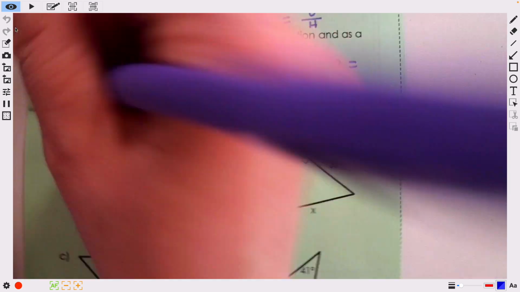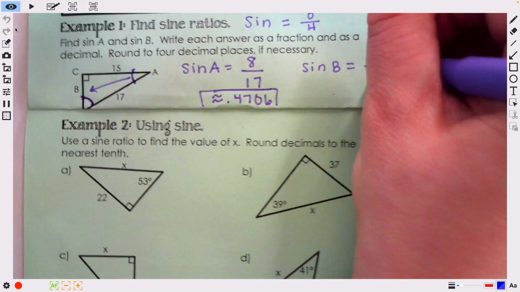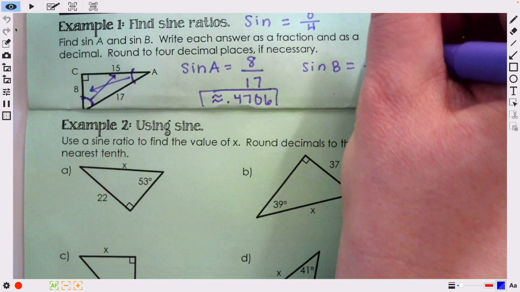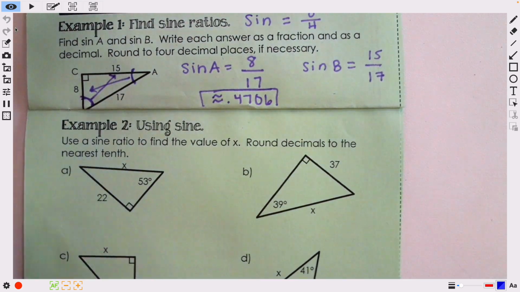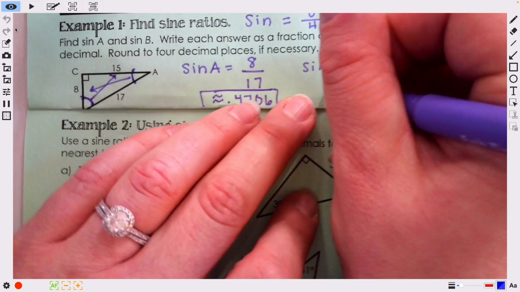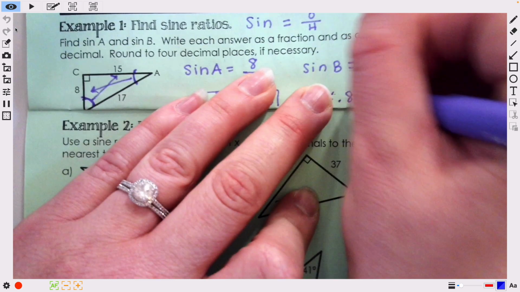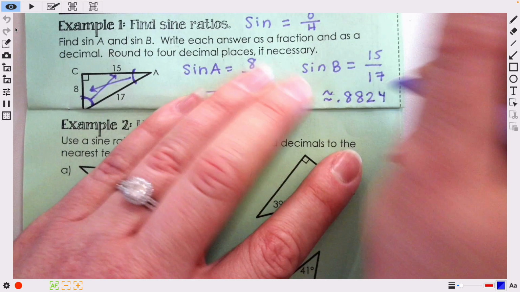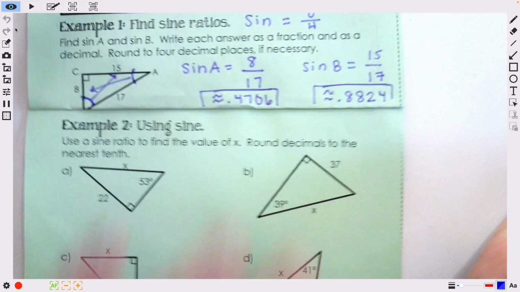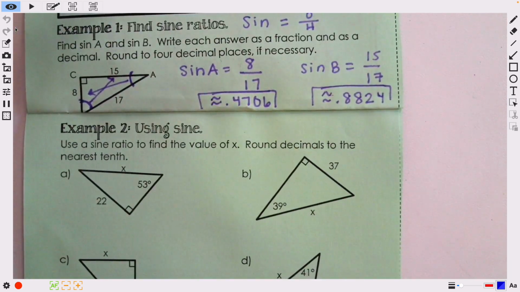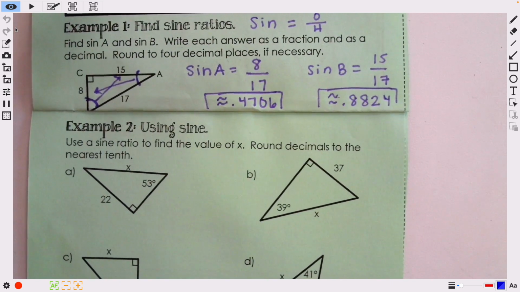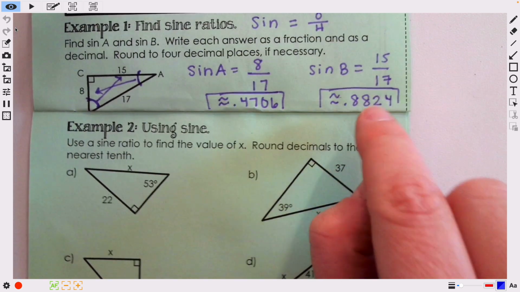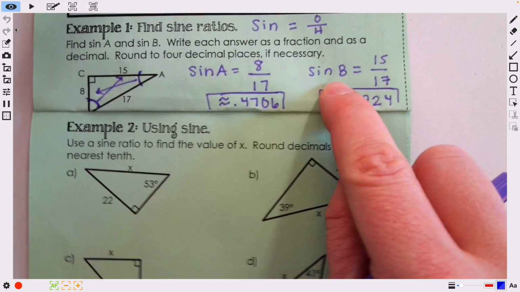All right, the sine of B, all that's going to change is the opposite side is no longer 8. How long is the opposite side now? Okay, and then you would type in 15 divided by 17, and I'm getting approximately 0.8824, because the next number is a 5 or above. Good. So again, where this is going is there is a specific angle measurement that will always have a sine ratio of this decimal. So we'll be able to eventually find that.